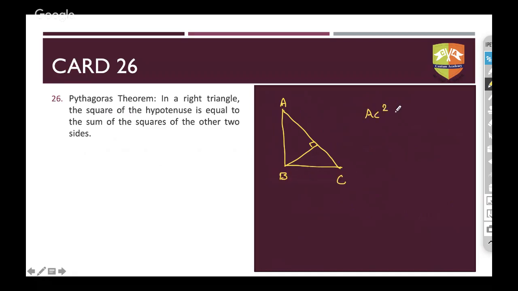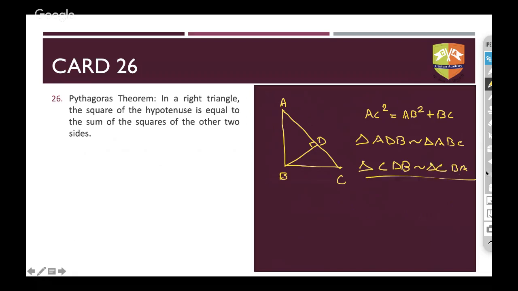ABC, Pythagoras theorem says AC square is equal to AB square plus BC square. You have to use what? First of all, you have to use triangle ADB is similar to triangle ABC. And then using this, you have to find out one relationship between the corresponding sides, and then using the other 2 sides, that is triangle CDB is similar to triangle CBA. Using these 2 similarities, you can prove that. I am not going into the details again.